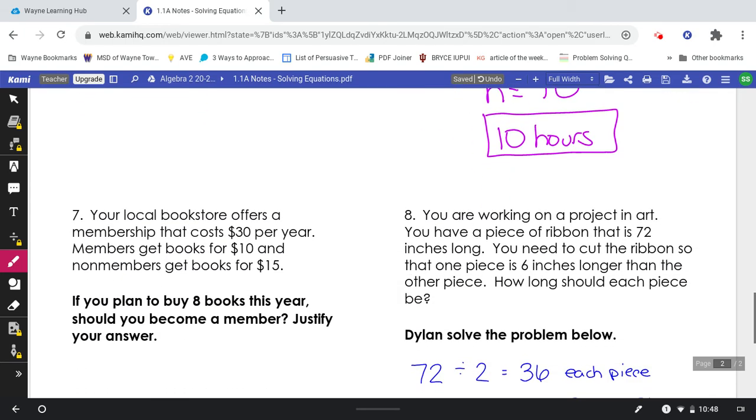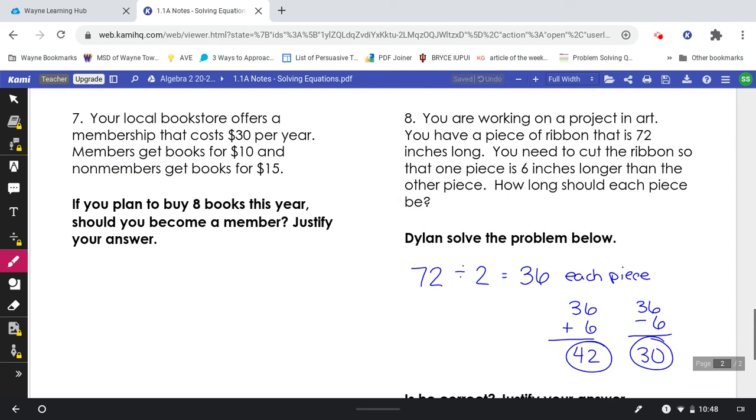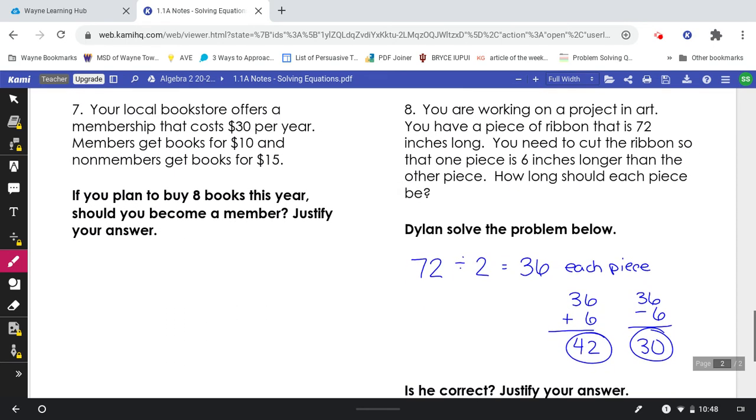All right, great work. Let's keep moving. 2 more story problems here. Again, if you need to, you can pause the video and jot a couple of these things down.